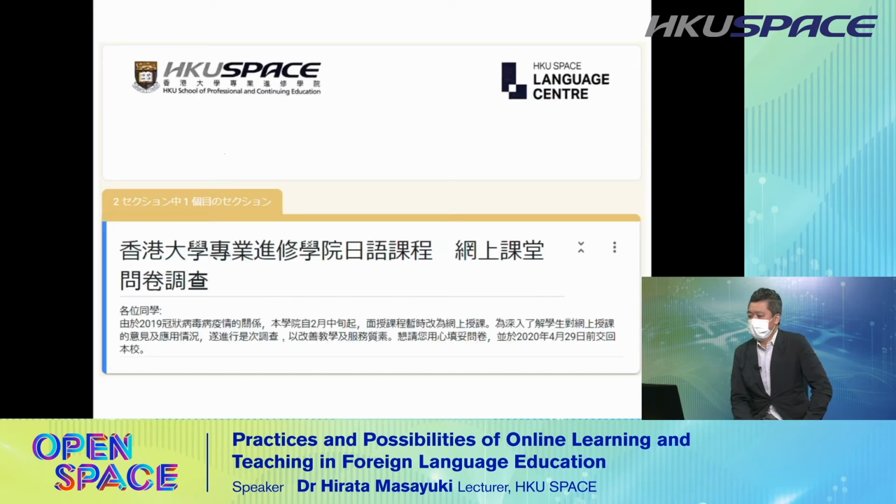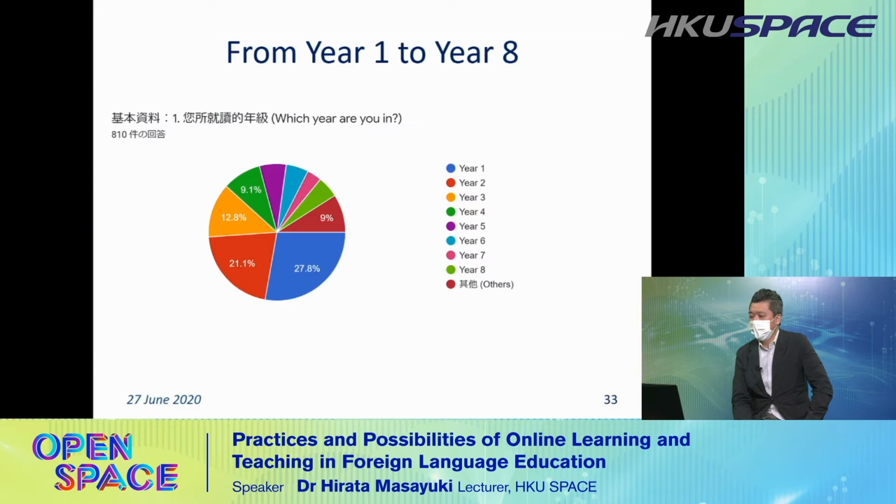All right, so this is the questionnaire we carried out, of course, online. And mainly, I will go through these findings today. So the first question: what level are you in? We have from year 1 to year 8, and around 50% are in year 1 and year 2, so the beginner level. Subsequently, we have year 3 at 12.8%, and then year 4, and so on.